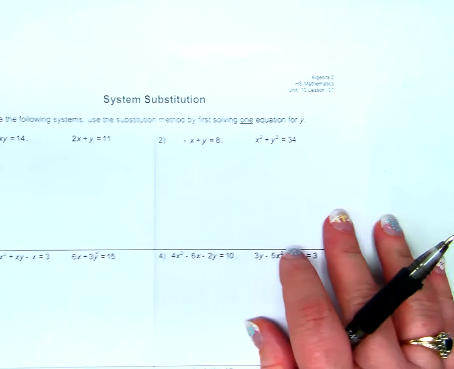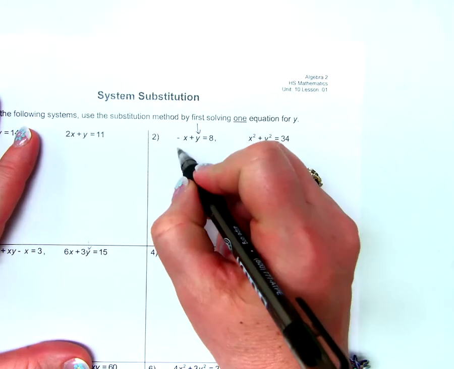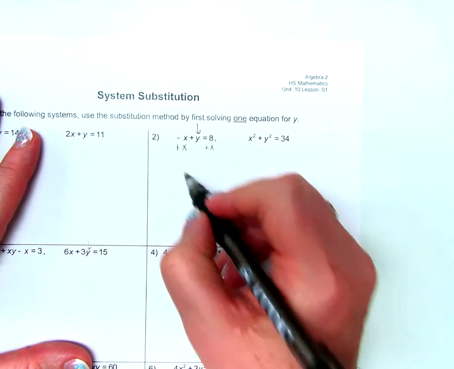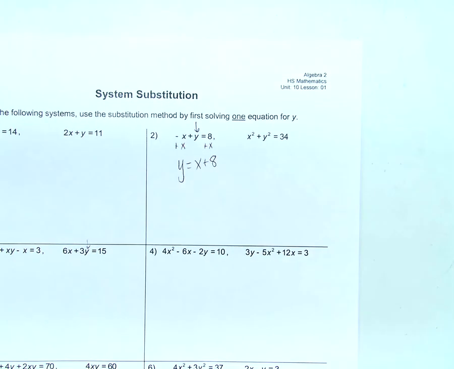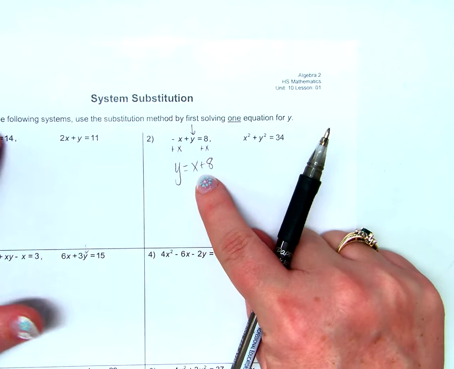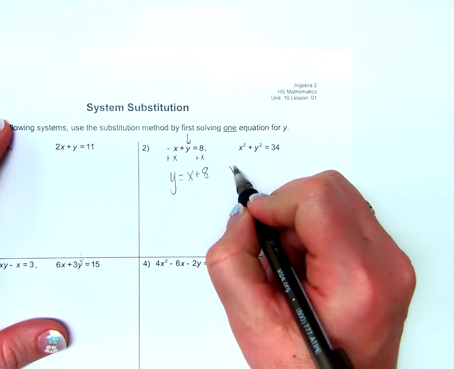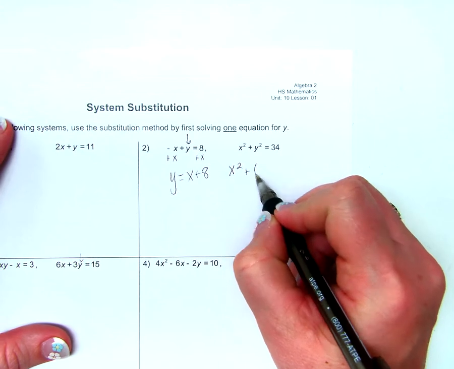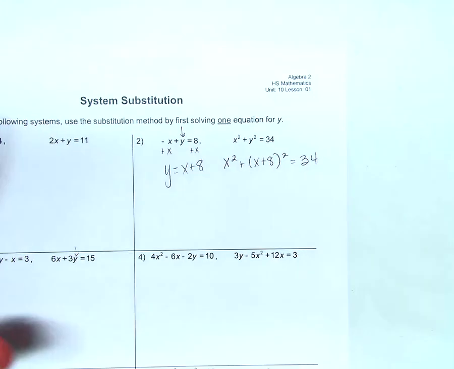Let's do all of problem number 2 together. If we're solving for this y right here, we're going to add x to both sides to get y equals x plus 8. The whole purpose of substitution is because we take what we know and substitute it into the other equation. If we substitute this value for y into this other equation, we end up with x squared plus (x plus 8) squared equals 34. Okay? Because that's the value that I know for y, and that's what y squared is.